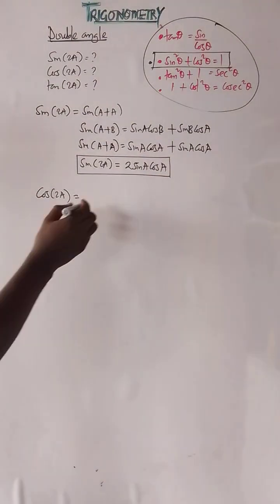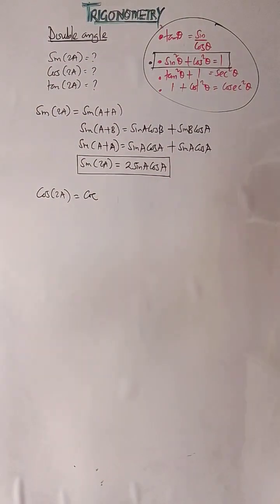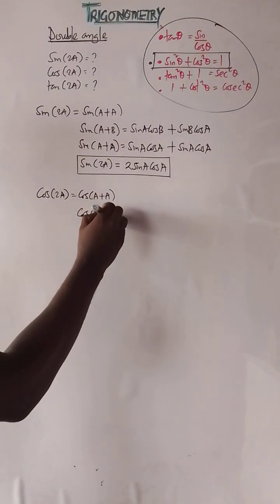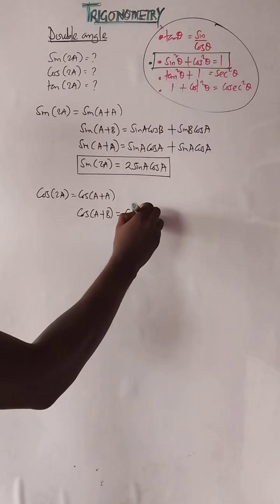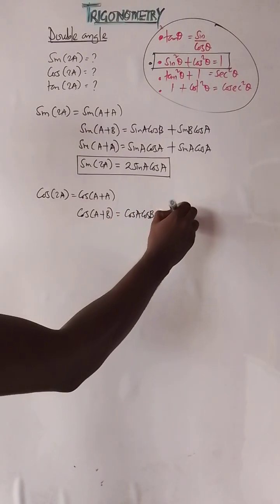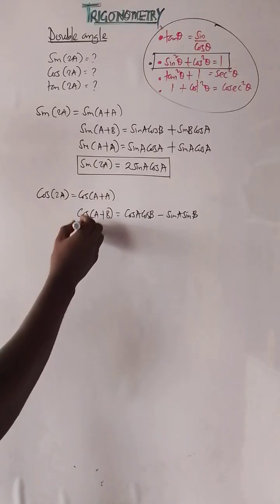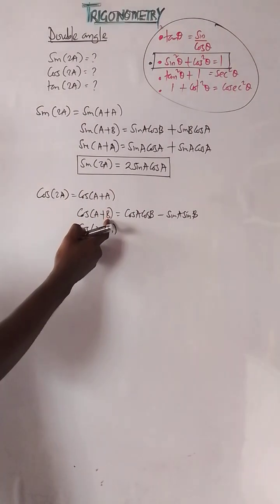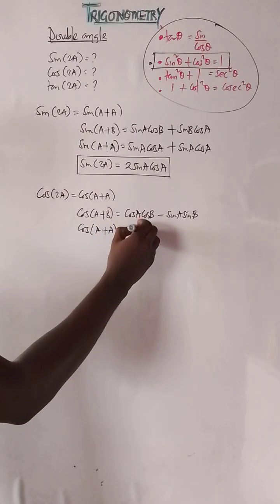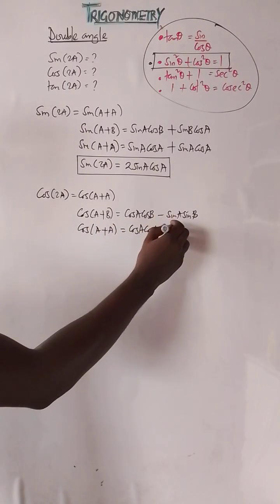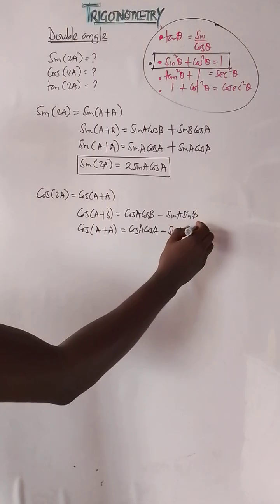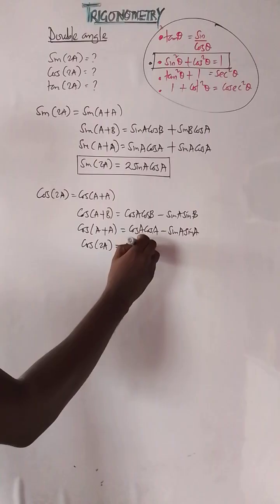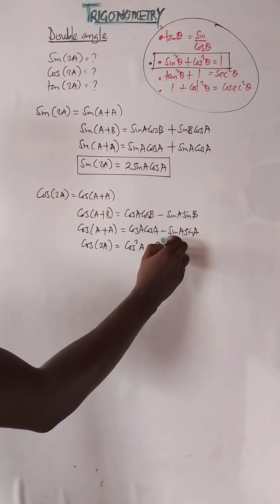What about cos 2a? Cos 2a is written as cos a plus a. And recall, cos a plus b is cos a cos b minus sine a sine b. So it means cos a plus a, anywhere you see b, you replace b with a. So that's cos a cos a minus sine a sine a. So from here it means cos 2a equals cos square a minus sine square a.